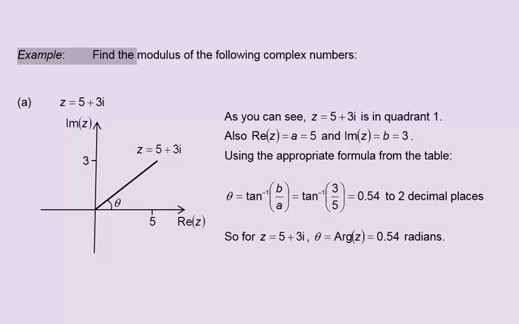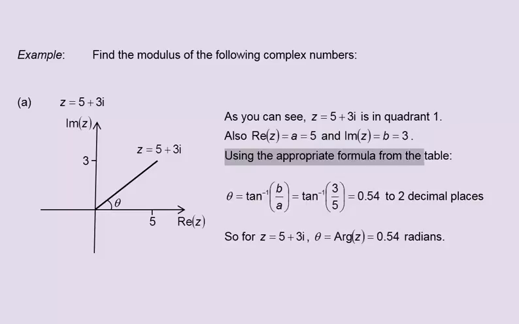Example, find the argument of the following complex numbers. A. Z equals 5 plus 3i. As you can see, Z equals 5 plus 3i is in quadrant 1. Also, the real part of Z equals a, which equals 5, and the imaginary part of Z equals b, which equals 3.